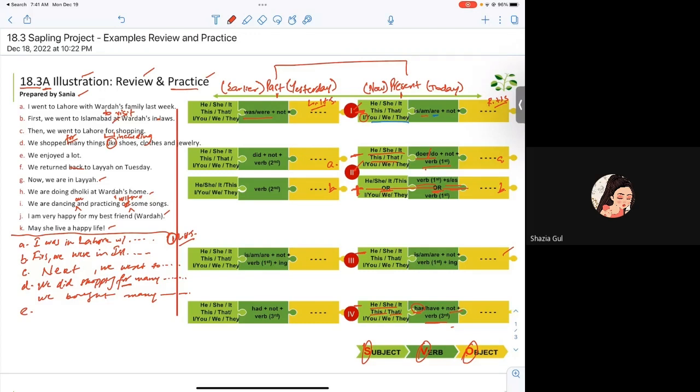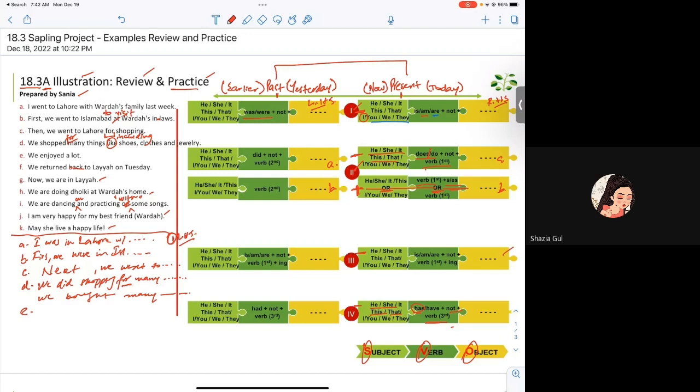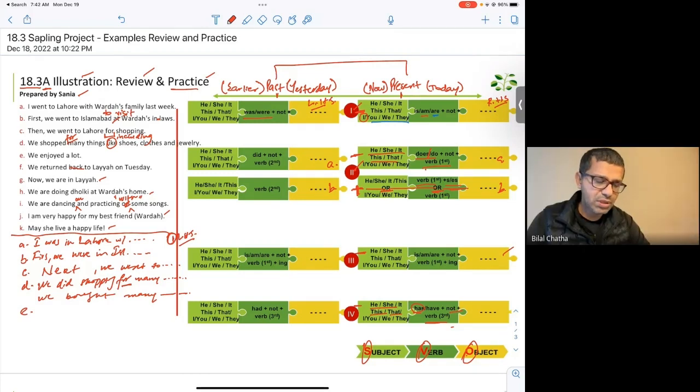Sir, we can also say we bought many things, including shoes, clothes, and jewelry. Very good. Okay, so including is a very good word for you guys to keep in your vocabulary. It's very simple and very applicable. Next, we enjoyed a lot. How would you say that, Sumer?